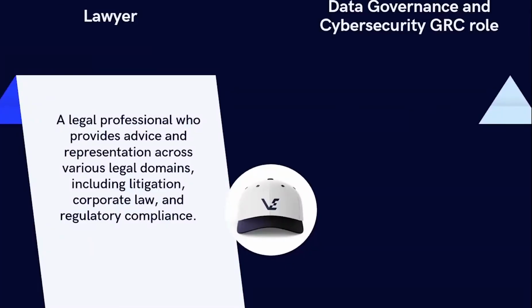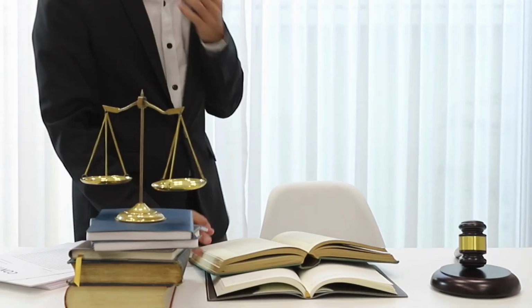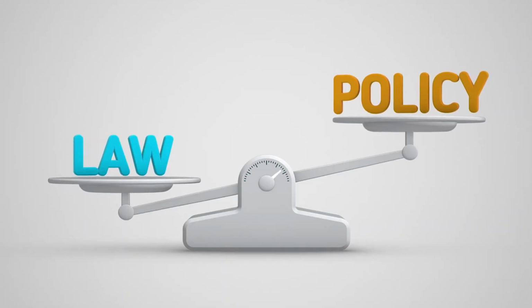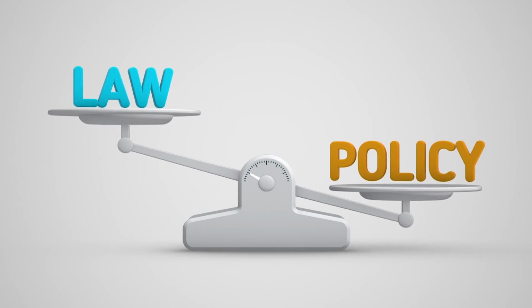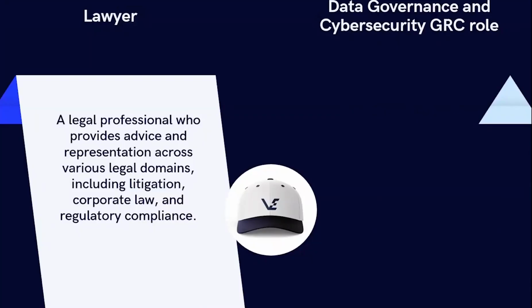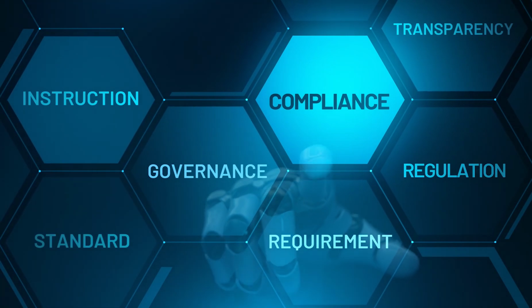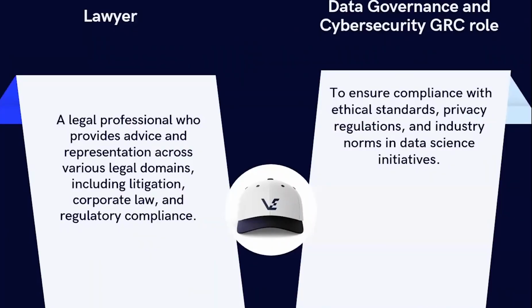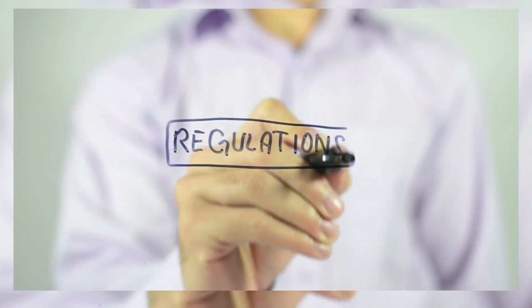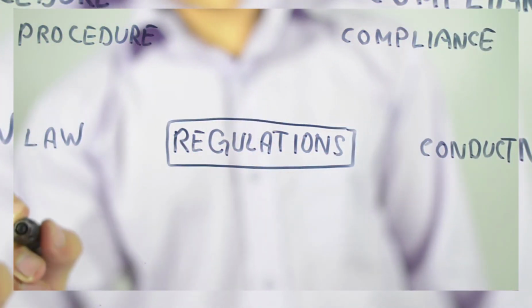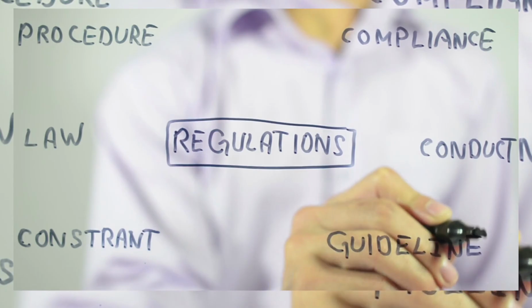A lawyer is a legal professional who provides advice and representations across various legal domains, including litigations, corporate law, and regulatory compliance. And here is a role that is quite close to what you're doing already, which we call data governance and cybersecurity, governance, risk, and compliance role. Now, this is what they do. To ensure compliance with the ethical standards, privacies, and regulations, and industry norms in data science initiatives, we need professionals like you in that field.